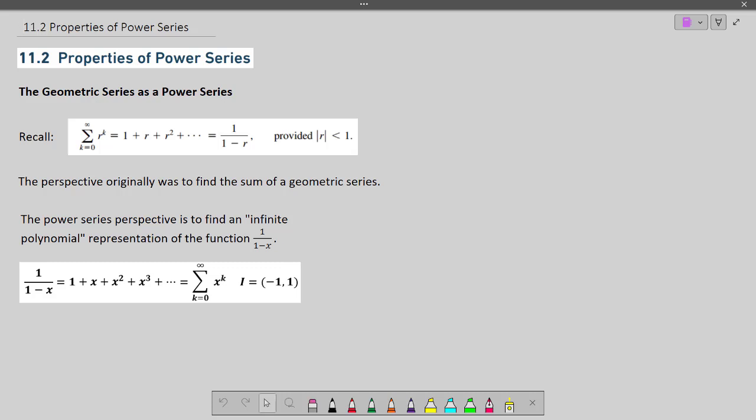Okay, so what we're going to do now is look at some very specific power series. And remember that a power series is just a never-ending polynomial. So anything of the form constant plus constant times x plus constant times x squared plus constant times x cubed, that's a power series. Not all power series are Taylor series.